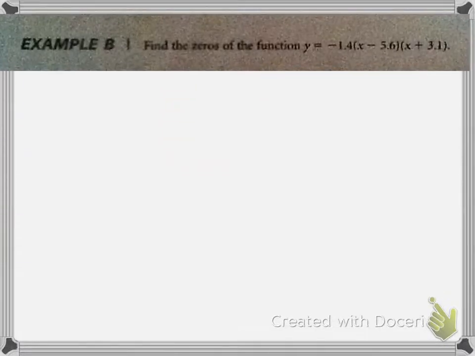Let me put in the picture, zeros, here we go. Okay, so find the zeros of the function y equals negative 1.4 times (x minus 5.6) times (x plus 3.1). So this is in factored form here. You can only find zeros when you're in factored form.